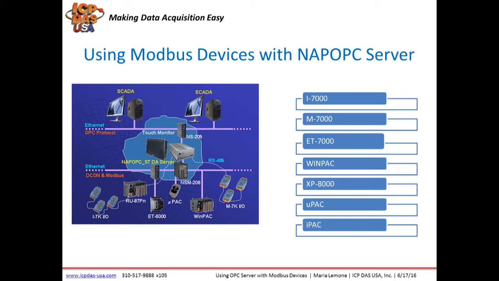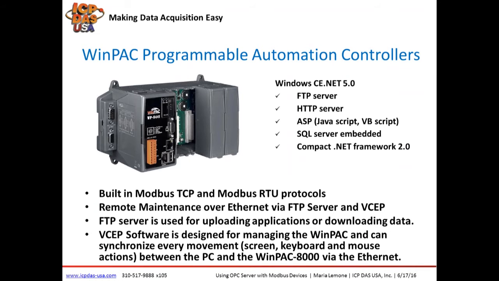We provide many different I/O and control solutions that you can use with NAPOPC Server, including the i7000 serial-based I/O modules. They come in different kinds of input configurations, including RTD, thermistor, strain gauge, relay, digital, analog and current and voltage type configurations. The i7000 is DCON RS485.